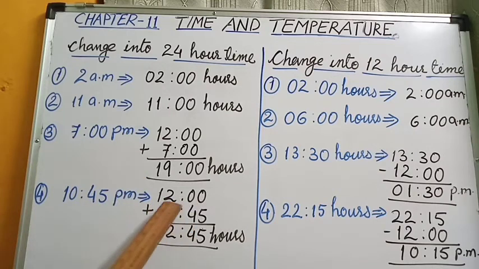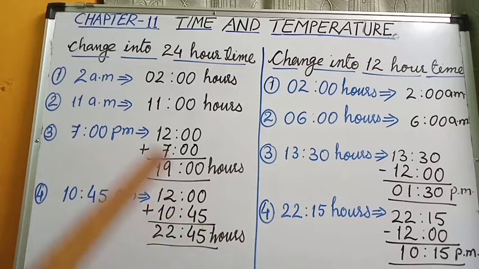So when we add, we will get 45 and here we get 22. 12 plus 10 is 22. So 22:45 hours. So it is very easy.